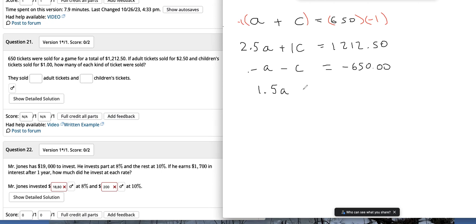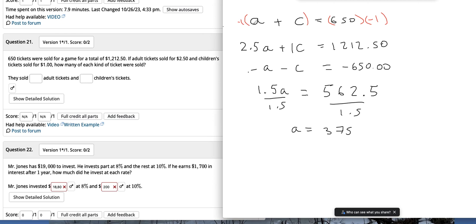The C's drop out, that was the plan. And then we're going to have 12.5 minus 650. That gets us 562.5. Then we can just divide by 1.5 on both sides, and that gives us the number of adults. Divided by 1.5, we get 375.